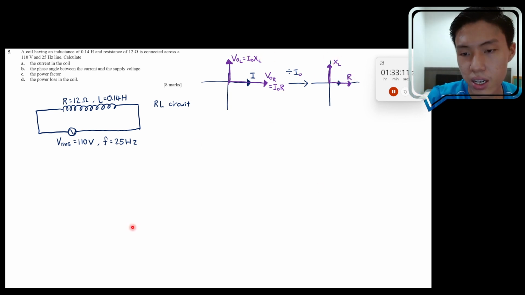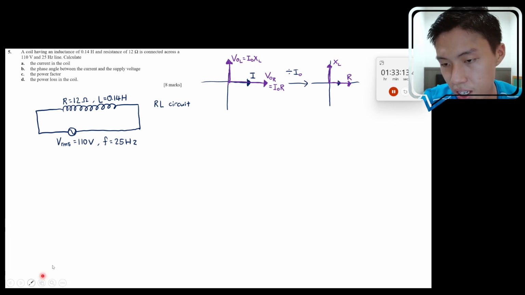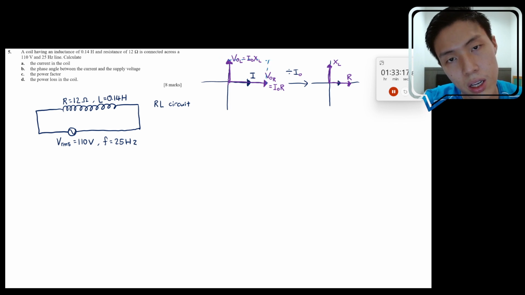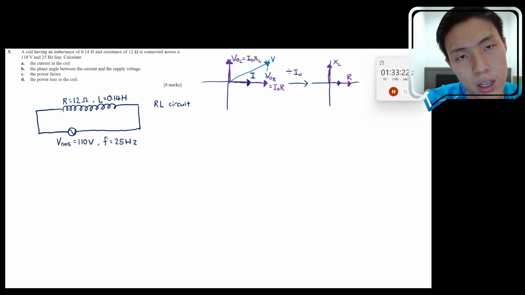Continue on some theory. If you combine these two over here, what you get here is called the overall voltage. So V0 is equal to I0 Z.